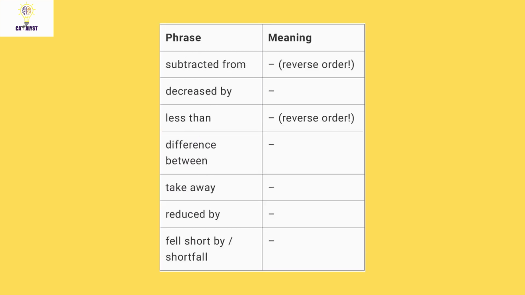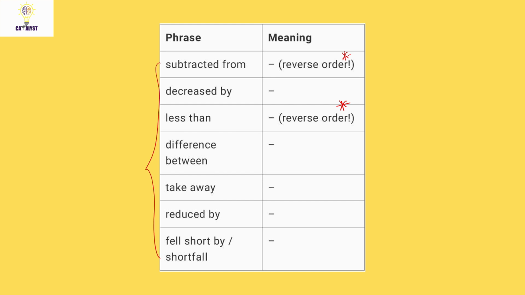Proceeding forward: subtracted from, decreased by, less than, difference between, take away, reduced, fall short by, or shortfall. If these words come, then you're supposed to subtract. But here remember, I have put in the meaning in the brackets. This is important, this is where a lot of students make mistakes. Whenever the word subtracted from or less than comes, then you're supposed to take the reverse order.